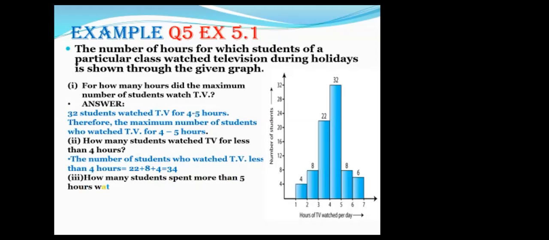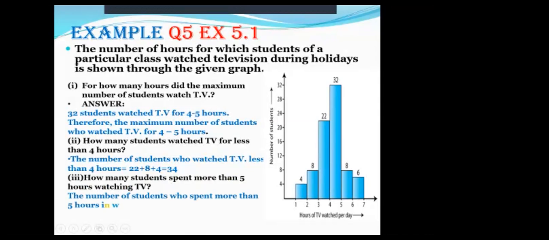Next. How many students spent more than 5 hours? More than 5 means 46? Wait, look carefully, beta. More than 5 means 5 to 6 and 6 to 7. The number of students who spent more than 5 hours is 8 plus 6, which is 14.